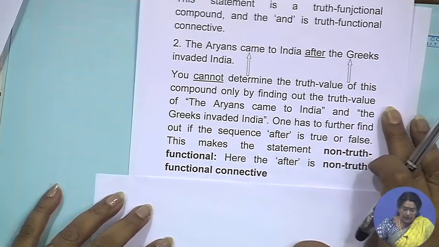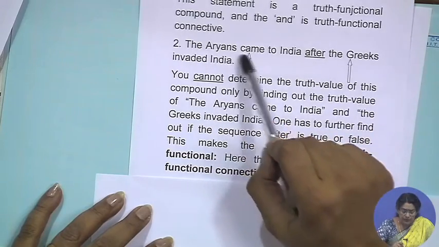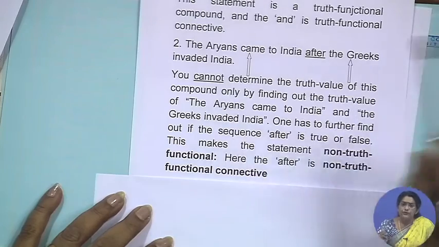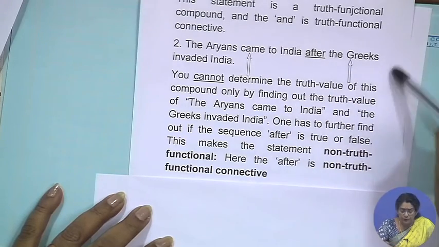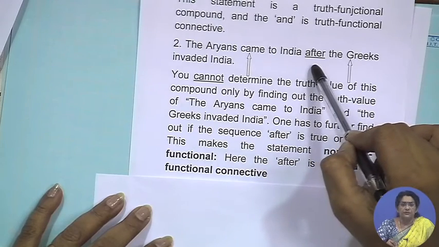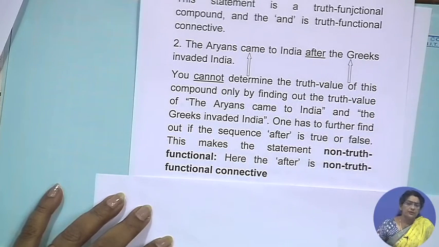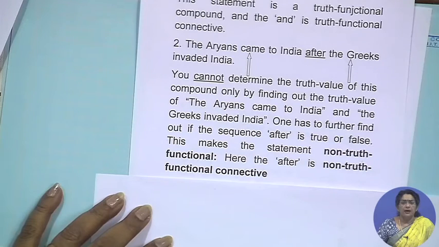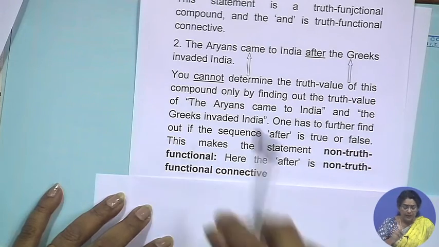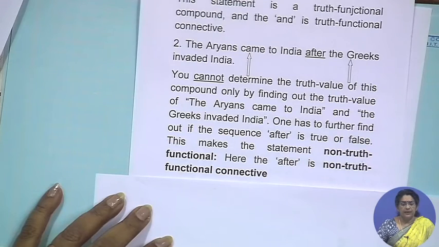Why? Because you can't determine the truth value of the whole thing just by looking at the truth values of the components. Even if it is true that the Aryans came to India, and even if it is true that the Greeks invaded India, that does not tell you the truth value of the whole sentence. Why not? Because there is an "after". So, you need to know the historical sequence in which these events have taken place. If you need that, even after you know the truth values of the components, you are dealing with a compound statement that is not truth functional. Had it been truth functional, all you need to know is the truth values of the components, that is it. If you need any extra information in order to compute the truth value of the whole thing, then you are dealing with a non-truth functional compound statement.